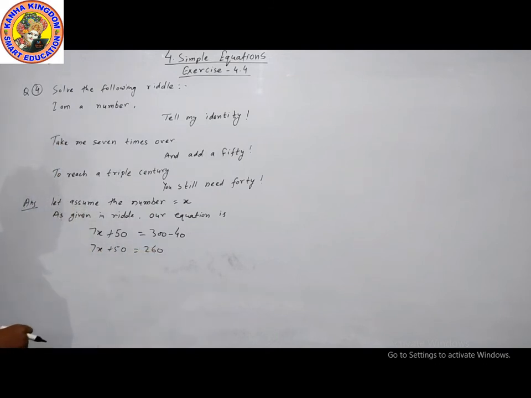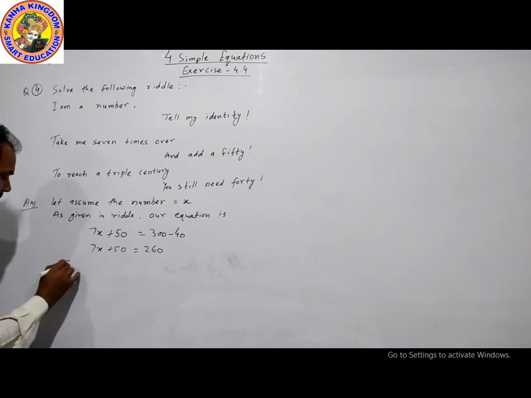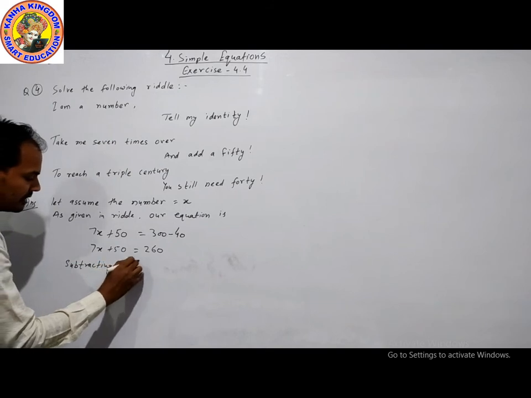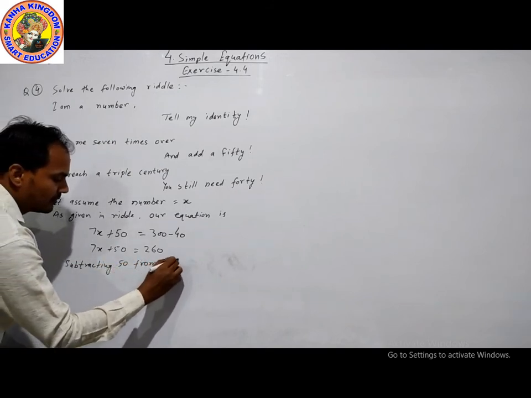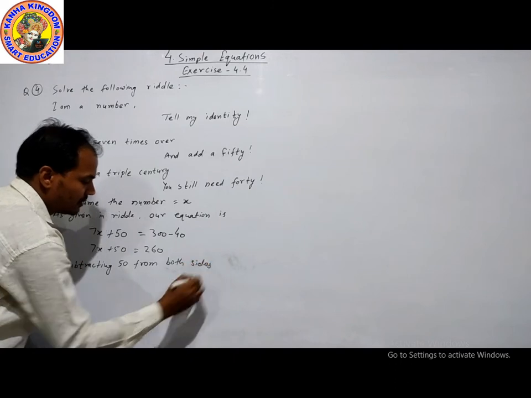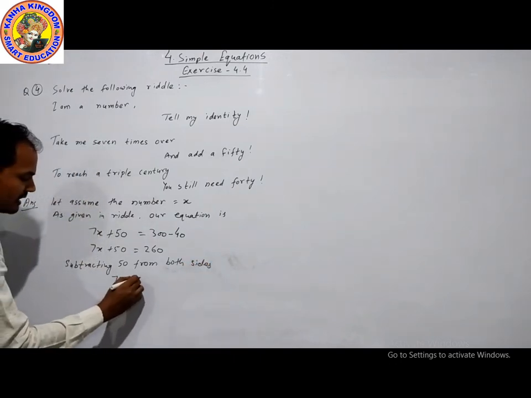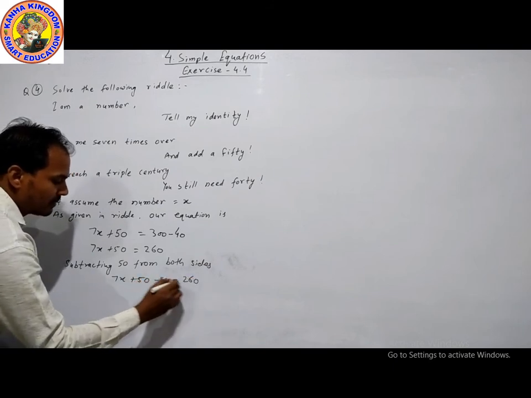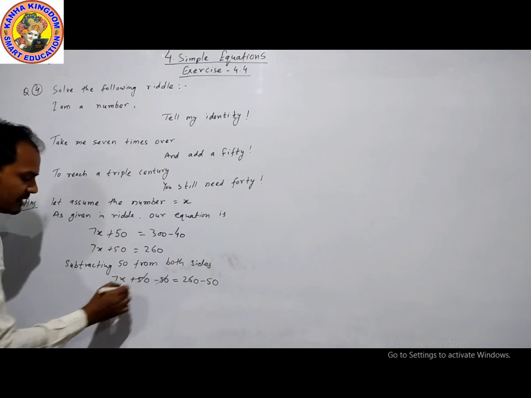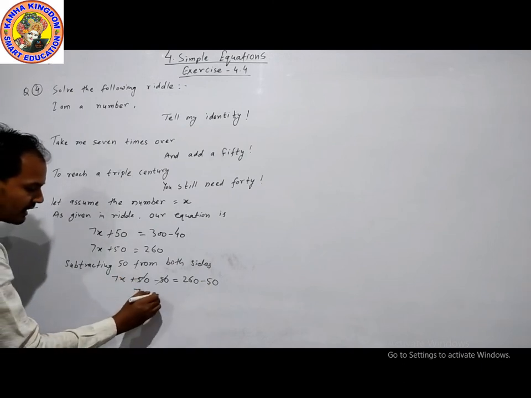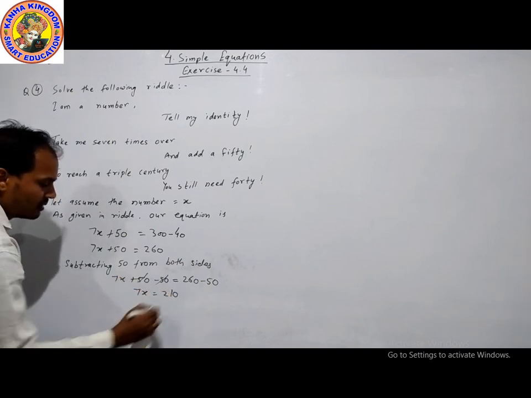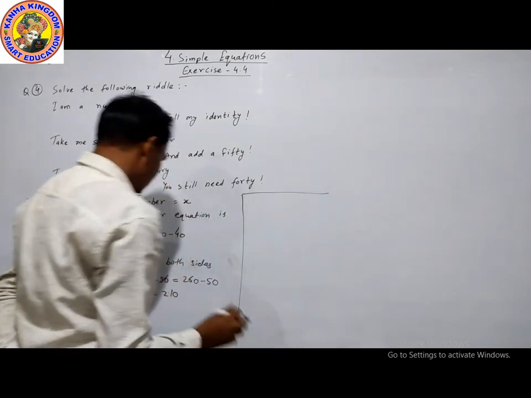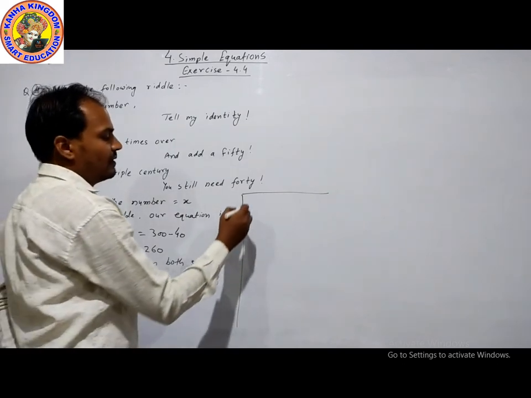Here it is plus 50, so we will subtract 50 from both sides. 7x plus 50 is equal to 260. We will subtract 50 from both sides. 50 and 50 cancel. 7x equals 210. Now it is multiplied by 7, so we will divide by 7.